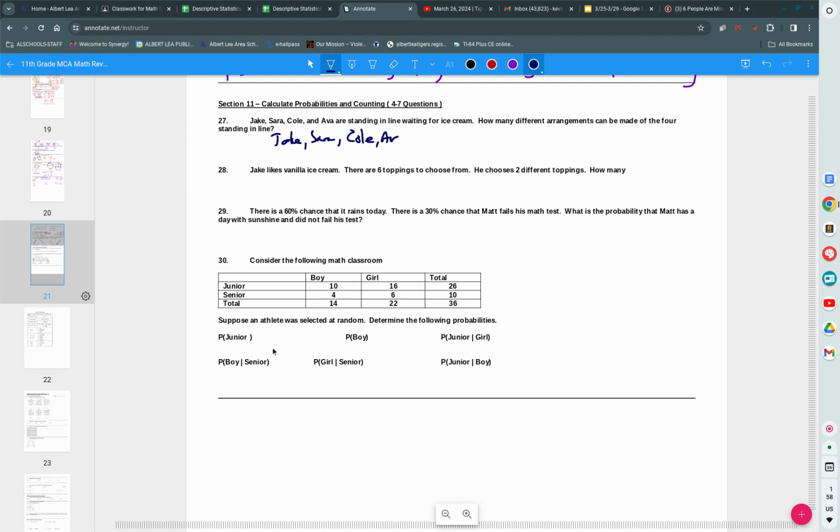So if we're going to arrange them in line, that's one way to do it. But we could also put Jake first, and then we could put Cole next. We could put Ava next, and we could put Sarah all the way at the back because she always buds in line anyway. How many different ways are there to arrange those 4 people in line?